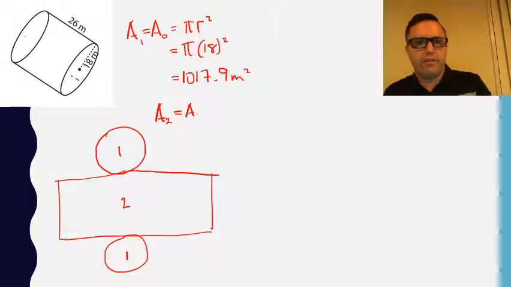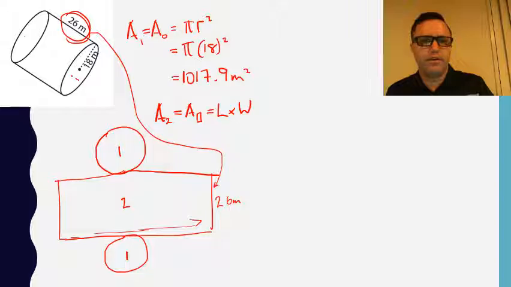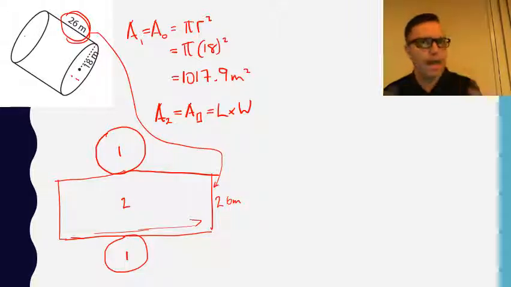Now, area 2 is equal to the area of a rectangle, which is a length times a width. Now, here's when you need to think about what's going on. It's 26 meters tall, so this is this length here. So this is 26 meters. But what's going on with this length here? We're not given anything in the drawing. So how do we come about it?